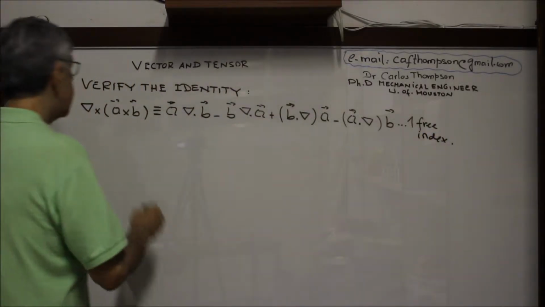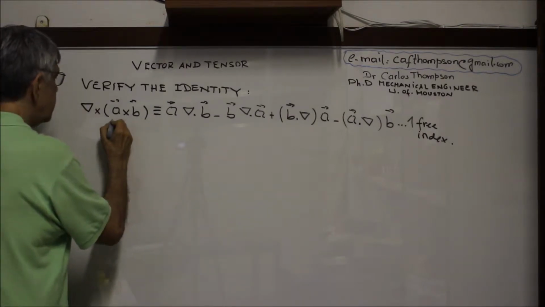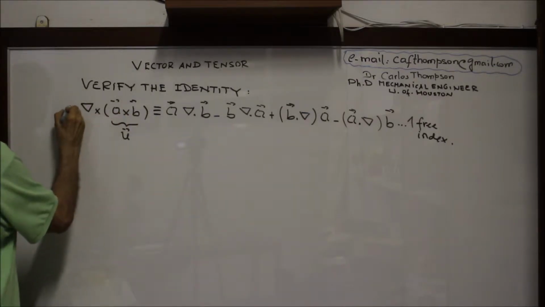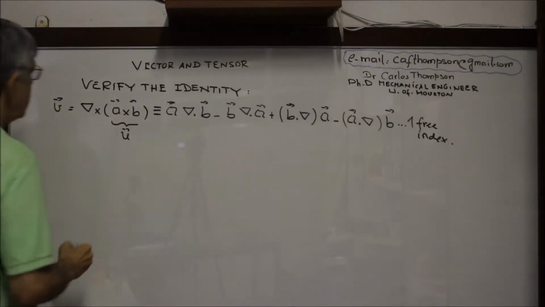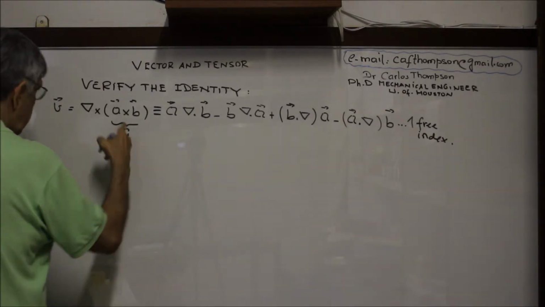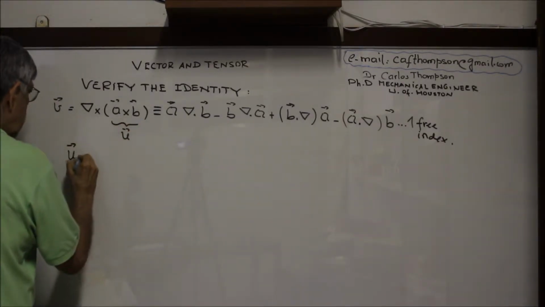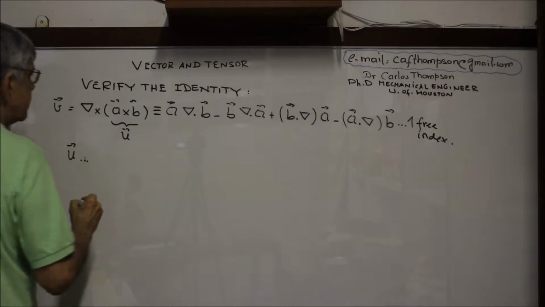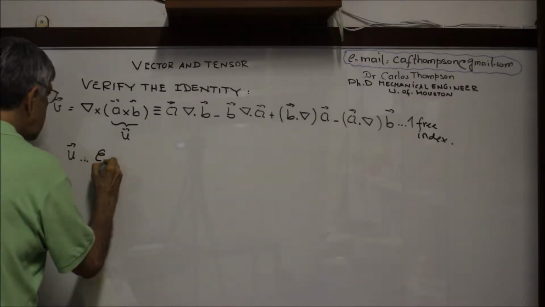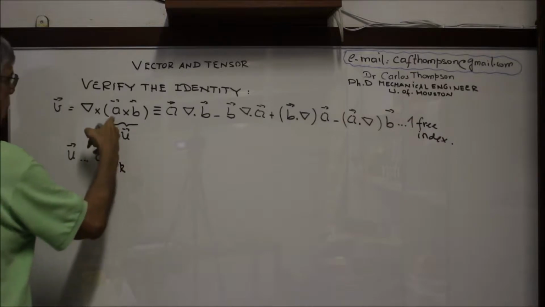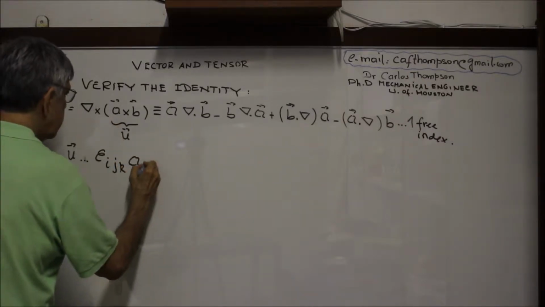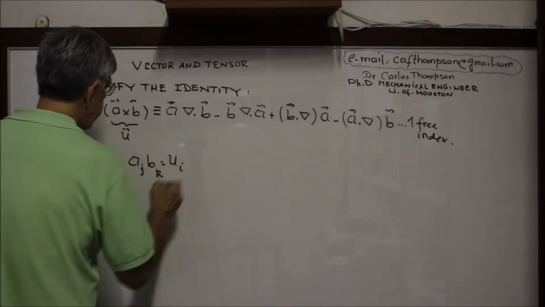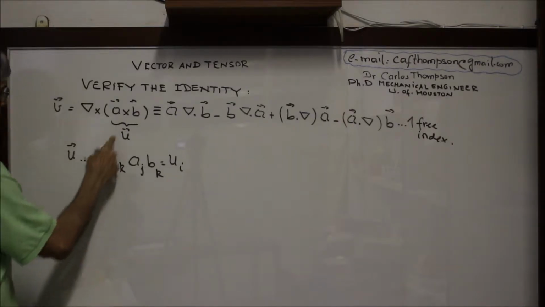So again, let's start here. This is, let's call U. And this whole thing, let's call V. Now, in this case, U is equal, let's express in terms of epsilon i j k, now a j b k. This is u i. You see, a free index. That's a vector u.